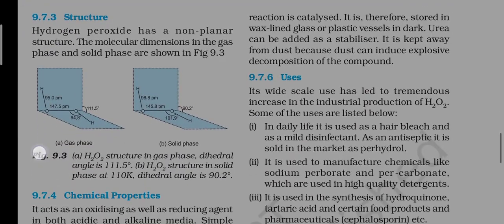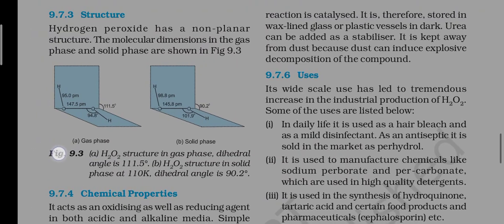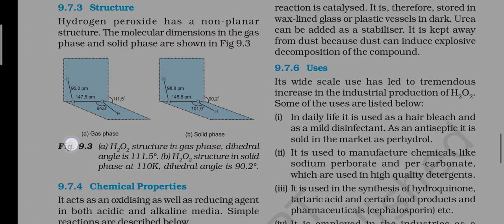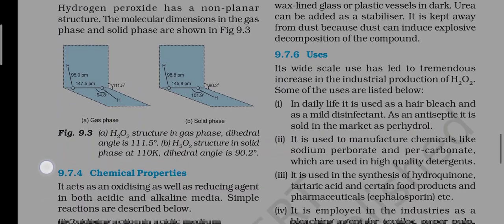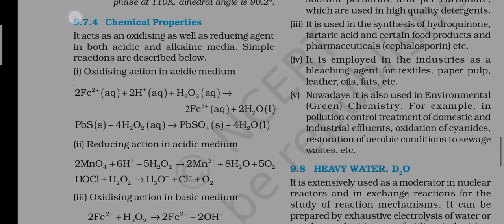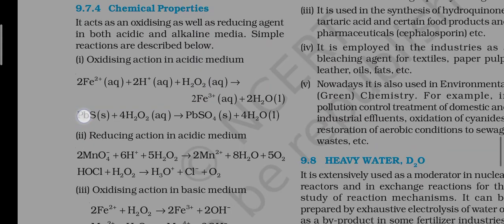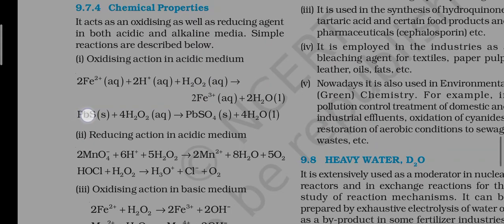Next is the structure of hydrogen peroxide. It has a non-planar structure. The molecular dimensions in the gas phase and solid phase are given in the figure. Chemical properties of hydrogen peroxide. It acts as an oxidizing as well as a reducing agent in both acidic and alkaline media.